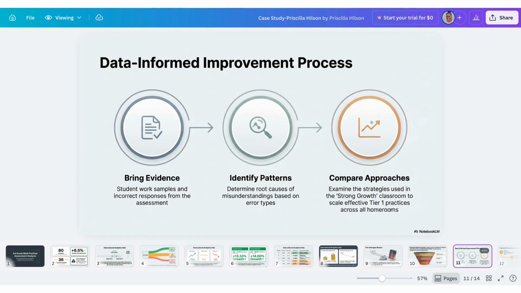So, the data informed improvement. This collaborative process will start by bringing evidence such as student work samples and incorrect responses to the meetings. Then they would need to identify patterns to determine root causes of misunderstandings and compare approaches to scale the effective tier 1 practices used in the strong growth classroom.